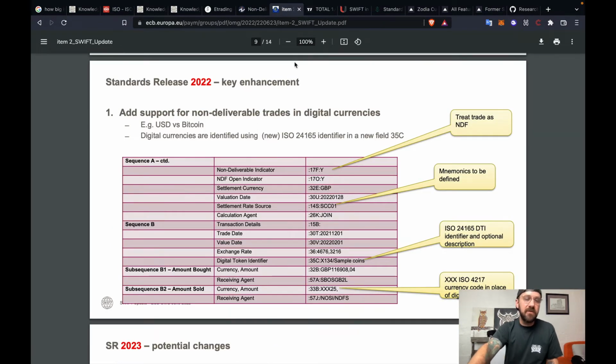Now, this is confirmed through a European Central Bank document that came out in June. This is the standards release for 2022, talking about SWIFT again. It's talking about adding support for non-deliverable trades in digital currencies. Oh, wow. You can see Bitcoin used as an example right here. Treat trade as an NDF. Mnemonics to be defined. ISO 24165, which we just talked about, as an optional description. And we can see, obviously, for example, USD versus Bitcoin.